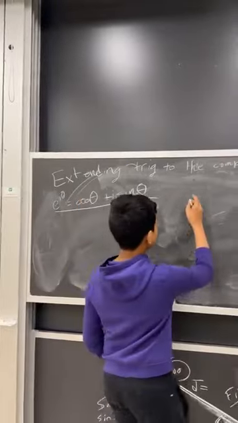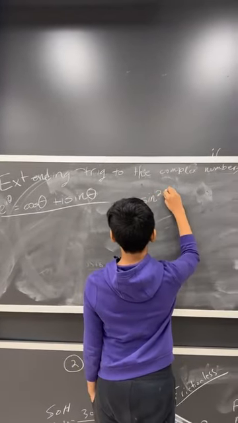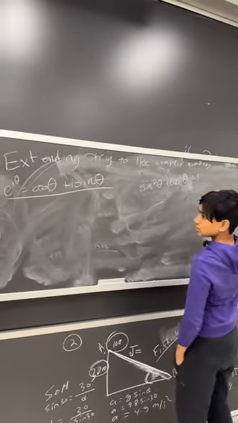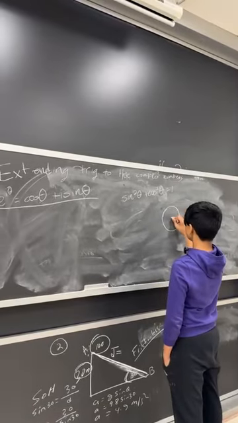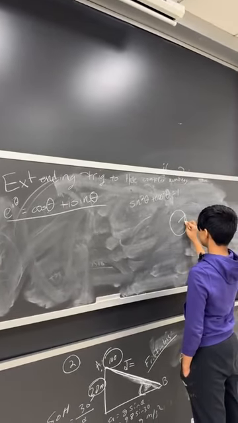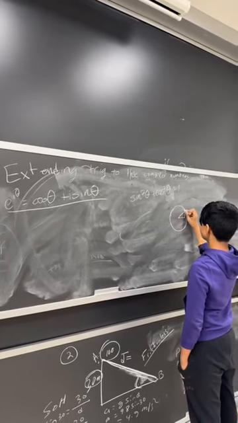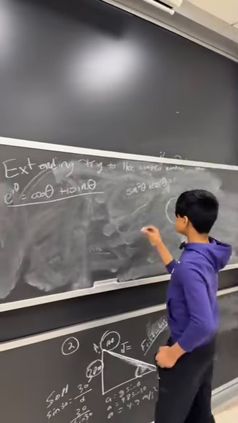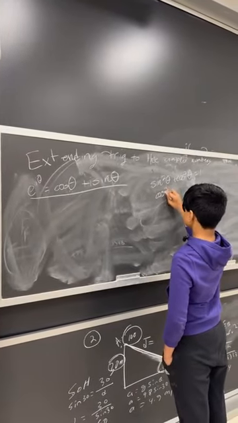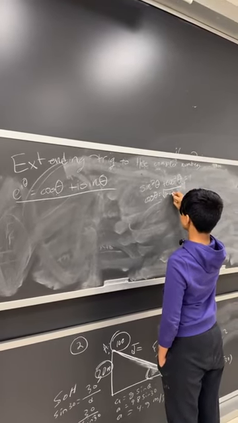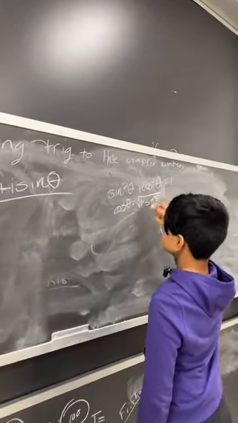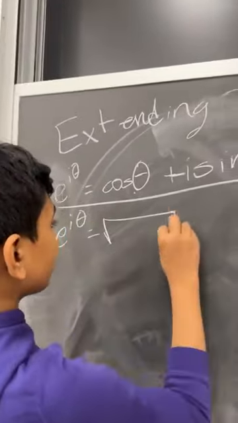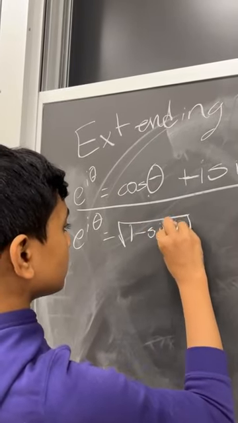Now, plug in what we know from this formula, which is how we define sine and cosine in the first place, right? With a unit circle and the Pythagorean theorem, this is sine, this is cosine. So, sine squared plus cosine squared has to be equal to the hypotenuse squared, which is 1. So, that means that cosine theta is equal to the square root of 1 minus sine squared theta.